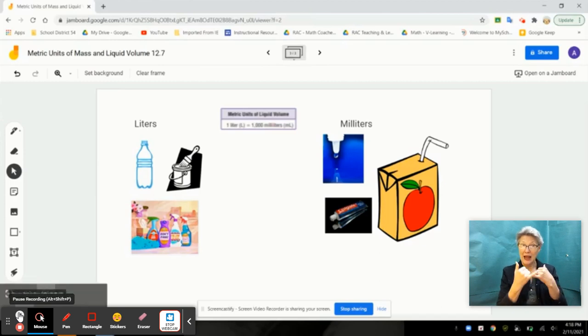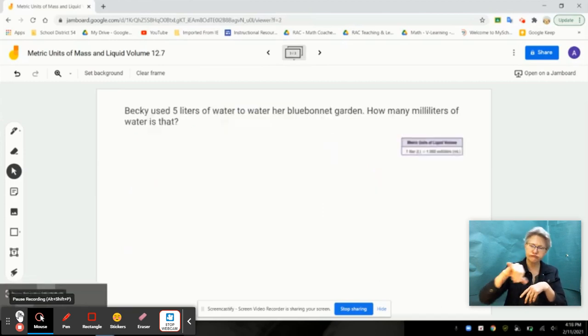Well, now she needs to water those bluebonnets that she used the soil to plant with. So she used 5 liters of water to water her bluebonnet garden. How many milliliters of water is that? Okay, well, first let's think about this. Which is larger, liters or milliliters? Raise your hand if you think liters are larger. Raise your hand if you think milliliters are larger. That's right. I think the first answer was correct. Our liters are larger. So what operation are we going to use this time? That's right, multiplication.